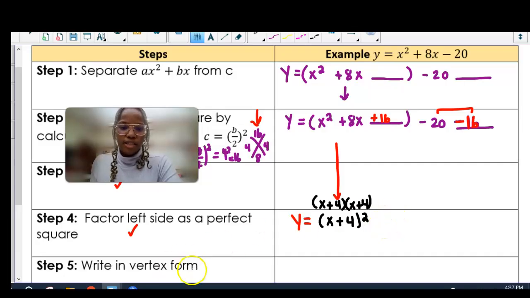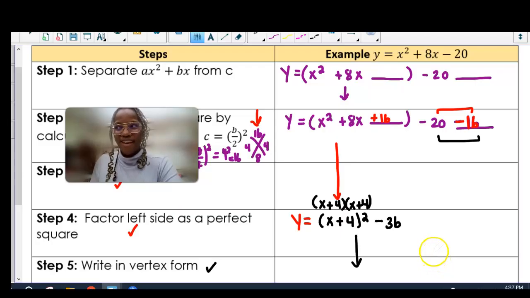Okay, and then step 5 says rewrite this in vertex form. So you can think about it as simplifying this. So negative 20 subtract negative 16 is going to be negative 36. Okay, so that would be step 5. All right, and this is in vertex form.